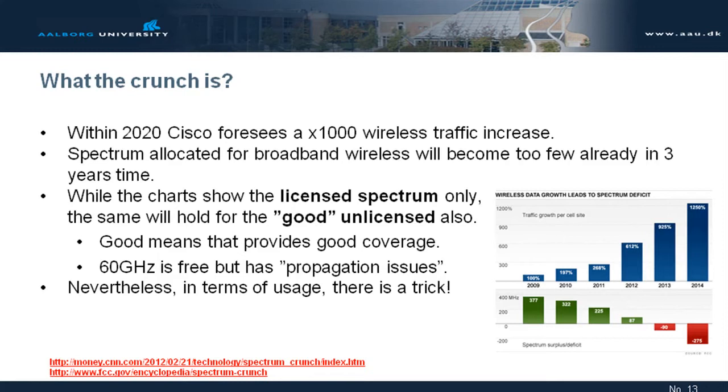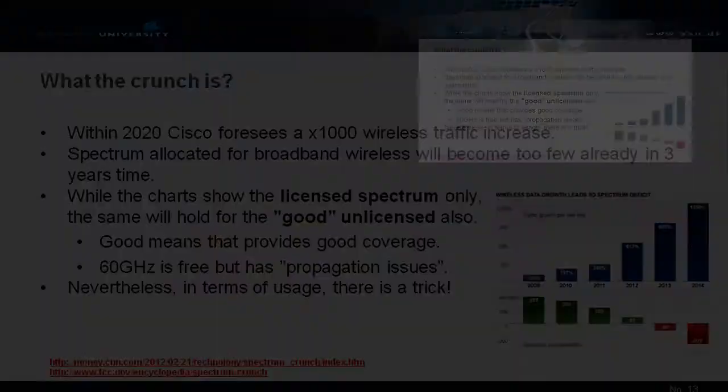And this is the amount of spectrum that would be, you know, surplus. Once we serve all the traffic, how much spectrum do we have left? 2012, we still have 87 megahertz. Nothing. Next year, we will miss 90 megahertz for serving this amount of traffic. 2014, which is 2 years ahead, we are missing 275 megahertz of spectrum. How do we deal with it? Because this is a huge problem.